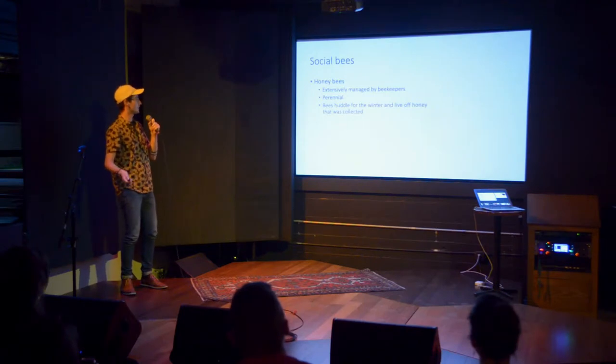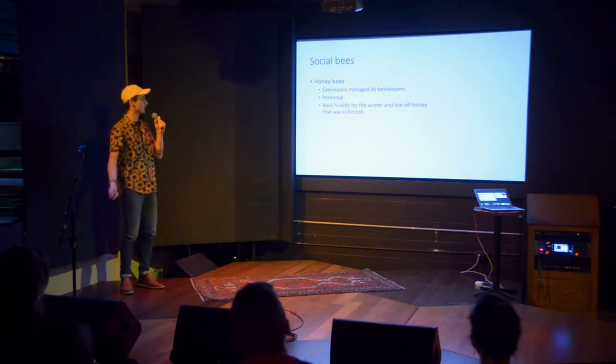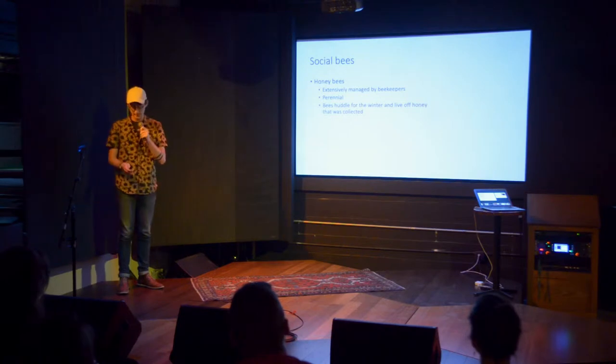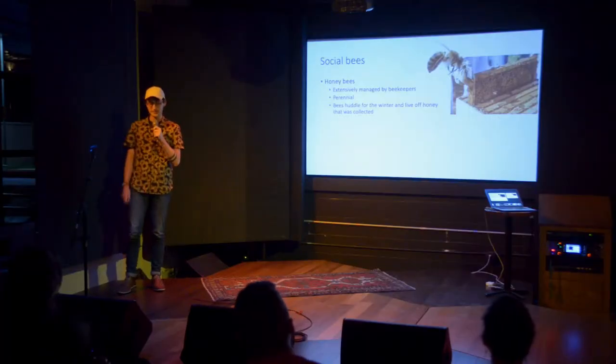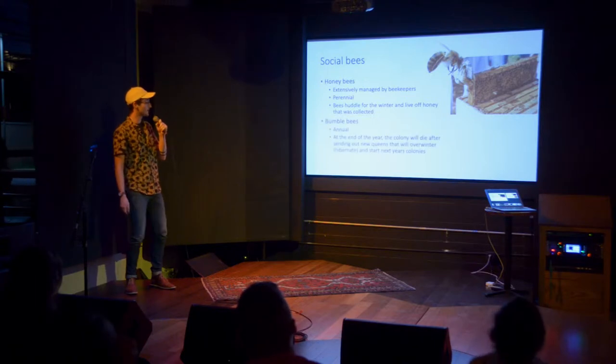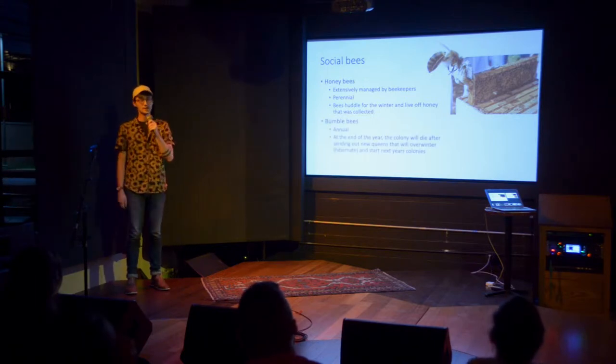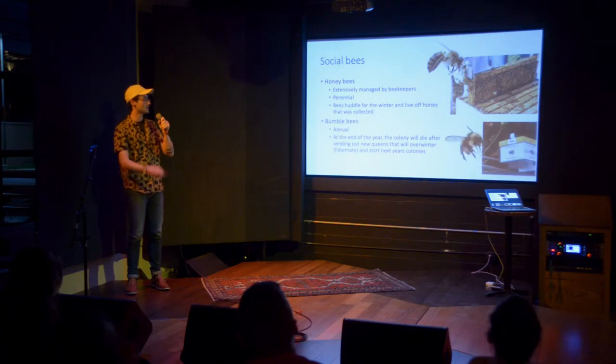Looking just at social bees right now, we have our honeybees, which are managed by beekeepers. They get a lot of help from us, and they're perennial, which means that they overwinter as a hive. These bees will all huddle up together during the winter and live off of the honey that they collected during the warm season. We also have bumblebees, which in contrast are annual. At the end of the summer, they will send out a whole bunch of new queens, which will overwinter, or hibernate, underground, and those will be next year's new colony starters.